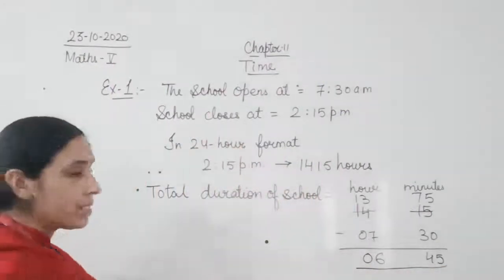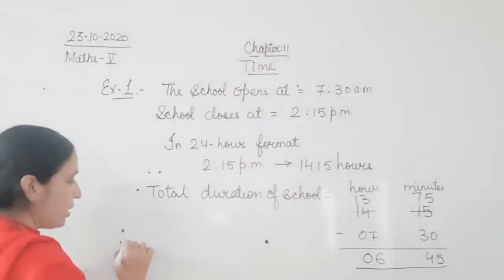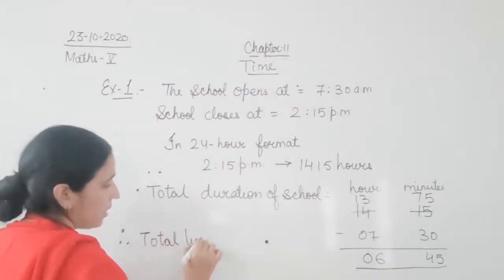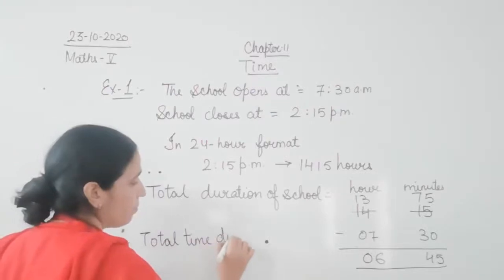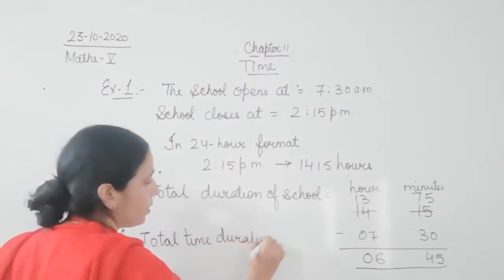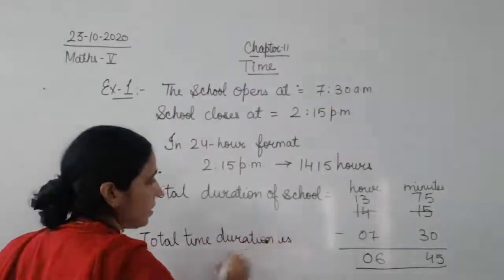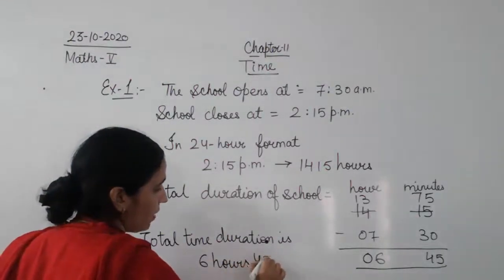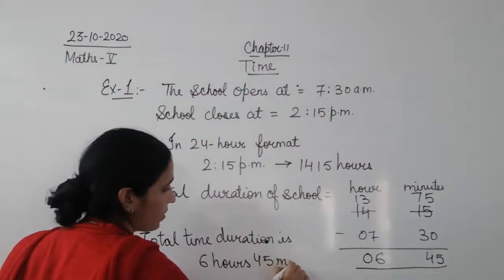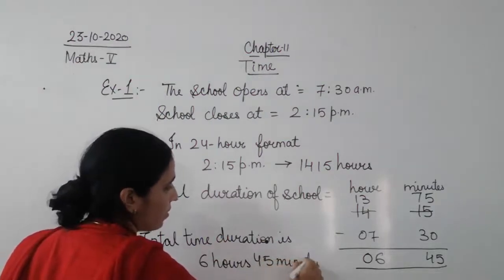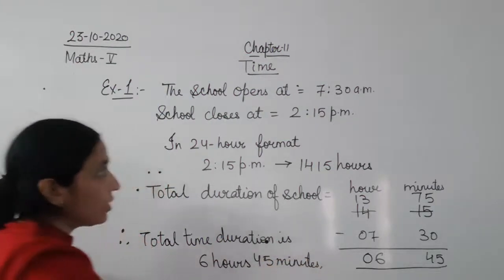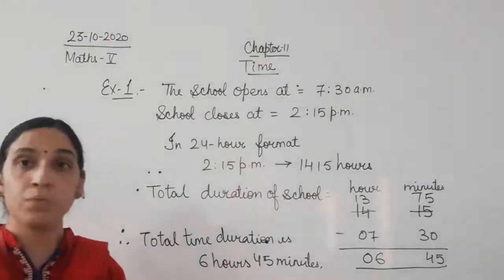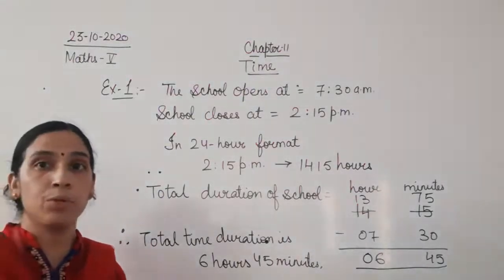So what is the time duration of the school? Therefore, the total time duration is 6 hours 45 minutes. So this is your example number 1, of how you will find the total time duration.